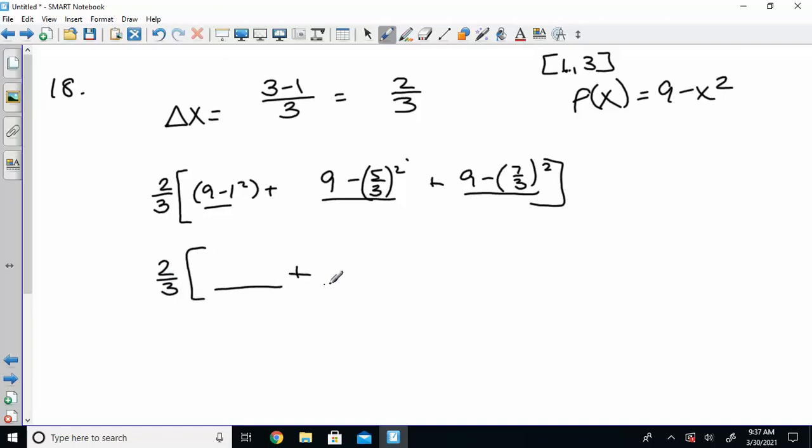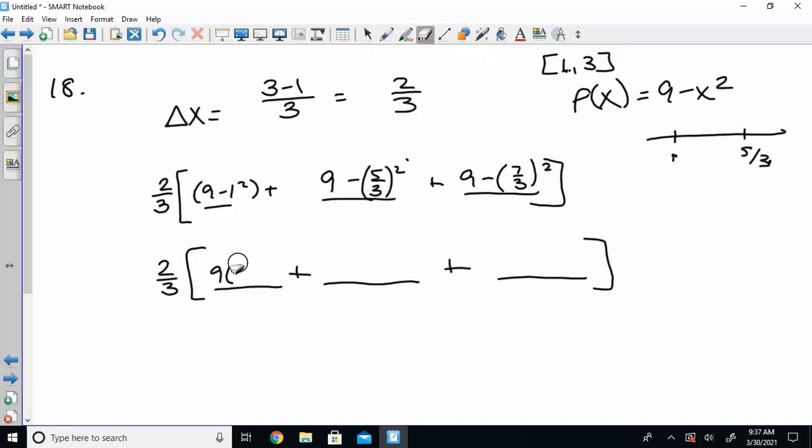If I did this as a right-hand sum, what changes? If you think about this, your first box would start at 1 and end at 5/3. The left hand, you plug in the 1 first. The right hand, you start by plugging in the 5/3. So it's 9 minus 5/3 squared, plus 9 minus 7/3 squared, plus 9 minus, if you add 2/3, you get 9 over 3, which is 3. So you notice it ends at the other endpoint. The only difference is the first and the last point.